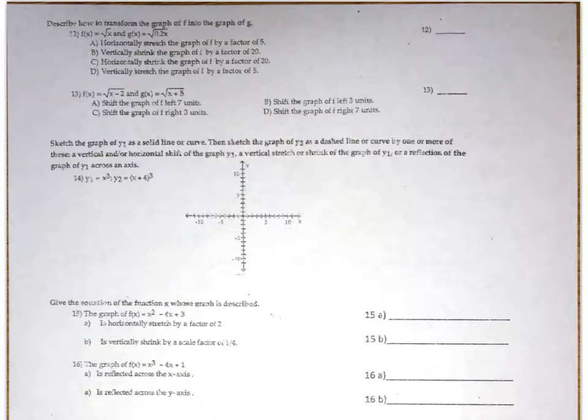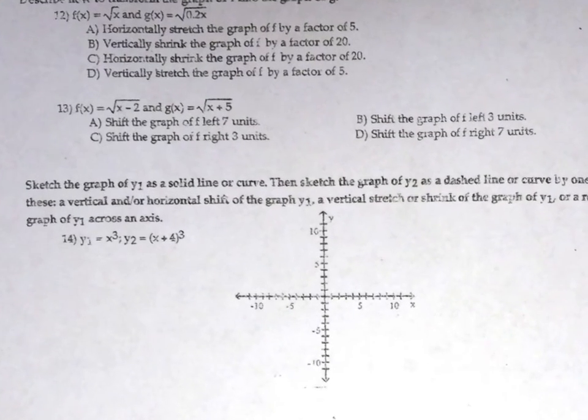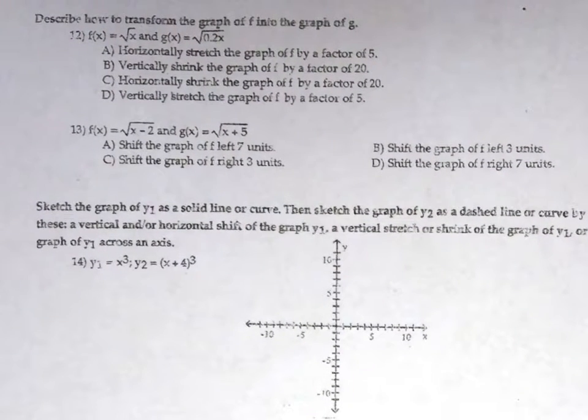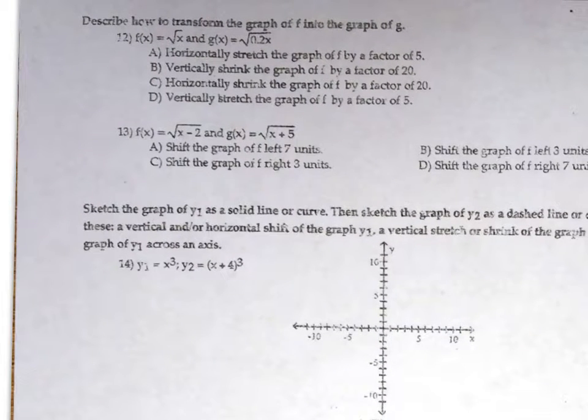Okay. So for number 12, if the number has a 0.2, change it into a fraction to understand what that is. So what is 0.2 into a fraction? Well, 0.2 into a fraction is 2/10, which is 1/5. We'll get the reciprocal of that because it's inside the radical. So what's the reciprocal of 1/5? 5. And then think about the vertical transformations.